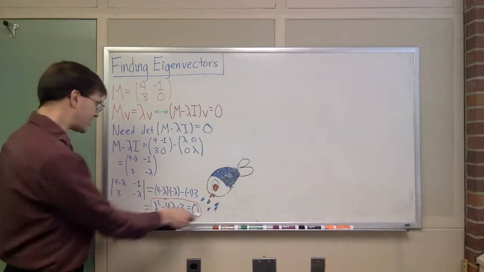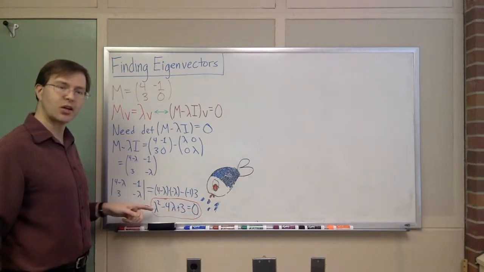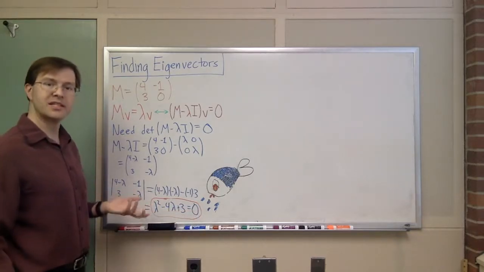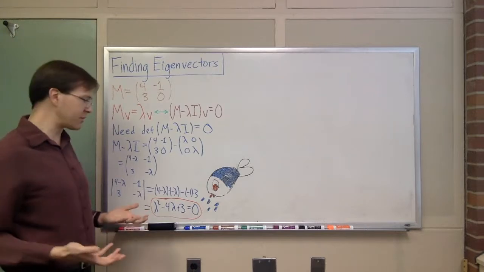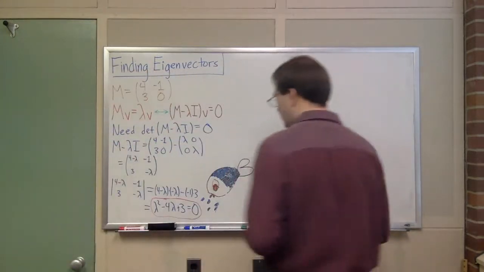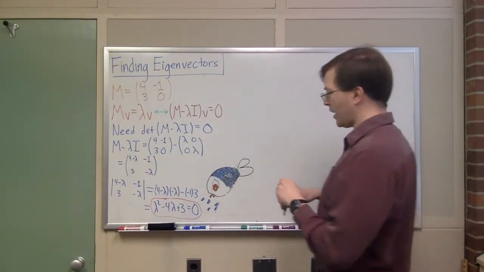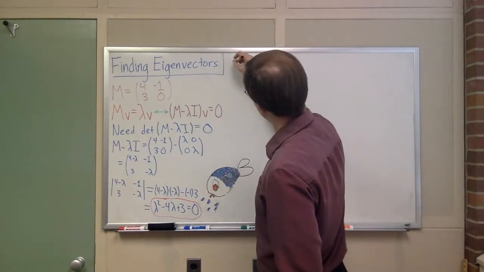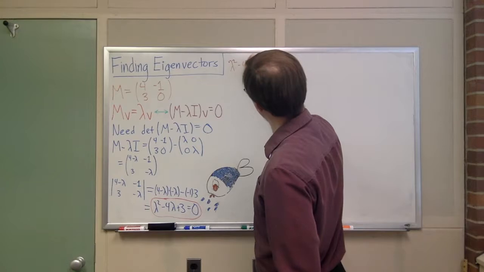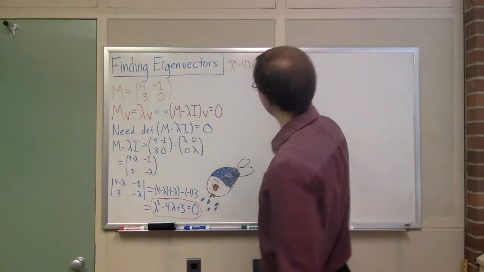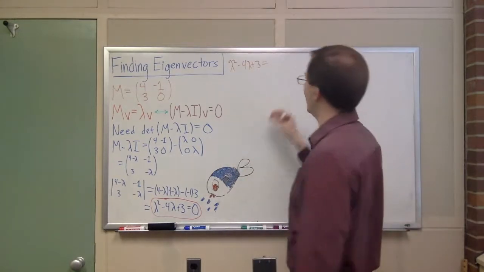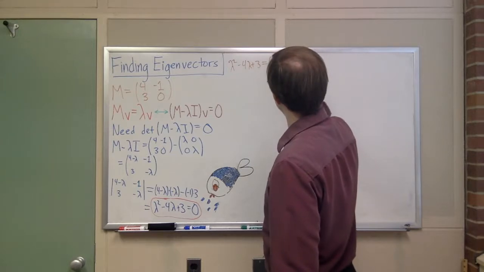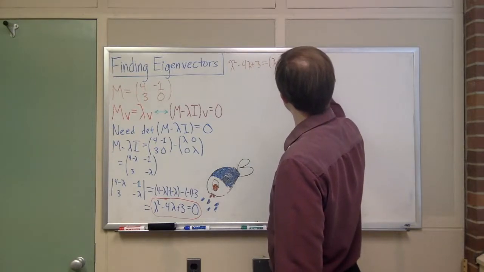Okay, so we've got this. What does this tell me? This is a quadratic equation for lambda. This tells me what the possible values of lambda are that can work. So let's solve for lambda. Lambda squared minus 4 lambda plus 3, I can actually see how to factor off the top of my head. That is lambda minus 1 times lambda minus 3.